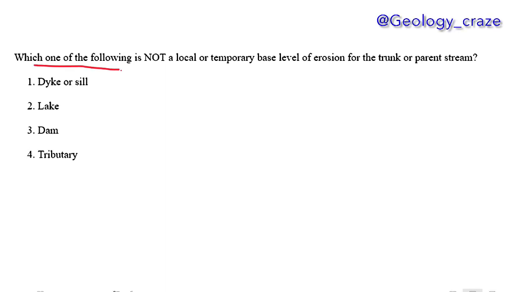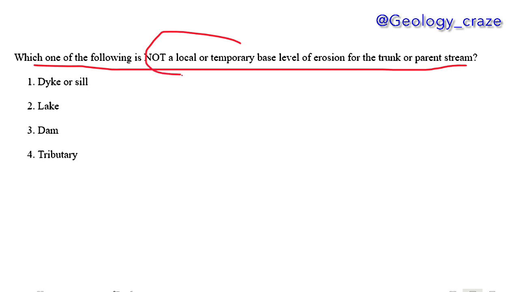Which one of the following is not a local or temporary base level of erosion for a trunk or parent system stream? So not a local or a temporary. Okay, "not" is very important here.